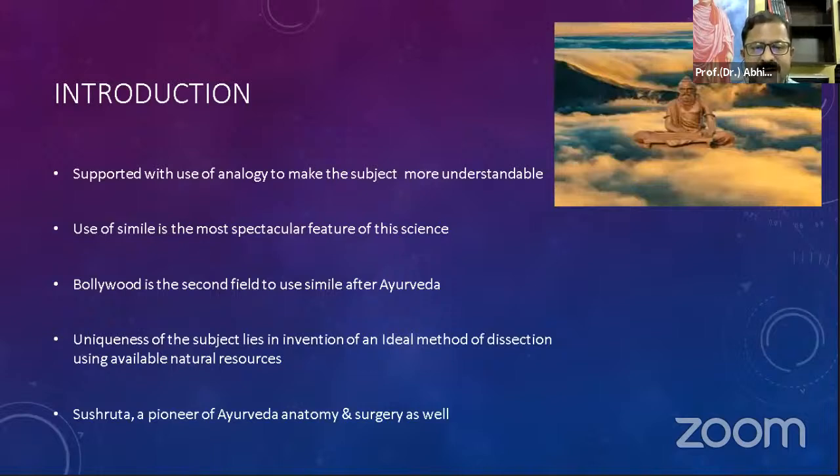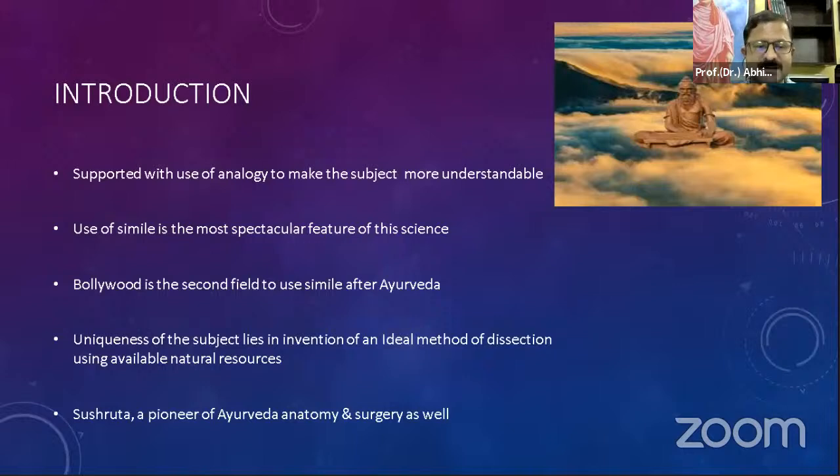Another interesting thing about Ayurveda anatomy, in fact I can say about Ayurveda as a whole, is the use of analogy. It is the art of literature to explain things. I will come to this part later, because today's topic is the very best example of this analogy or simile type of art of literature. So the use of simile is the most spectacular feature of the science.